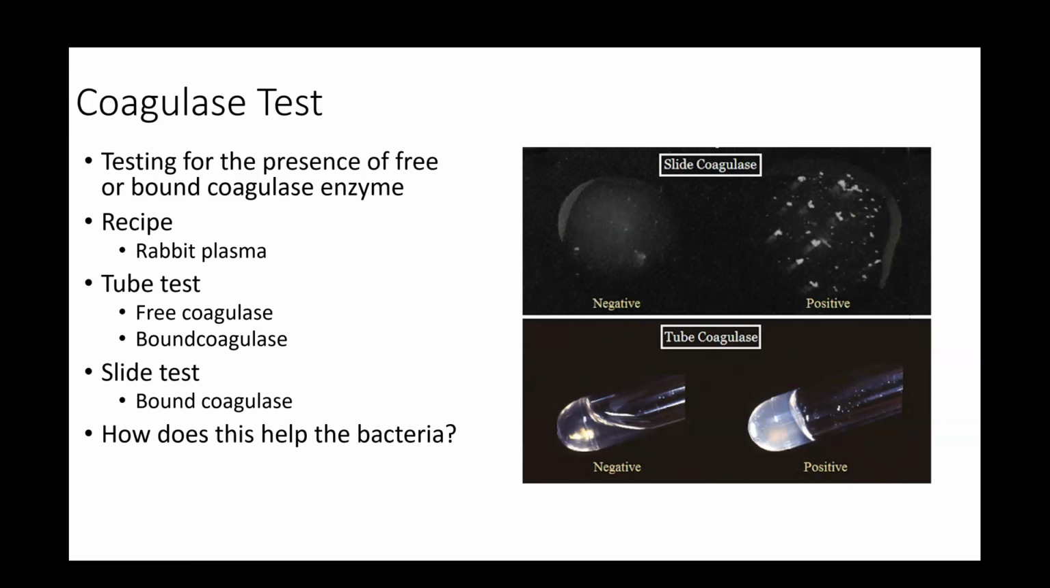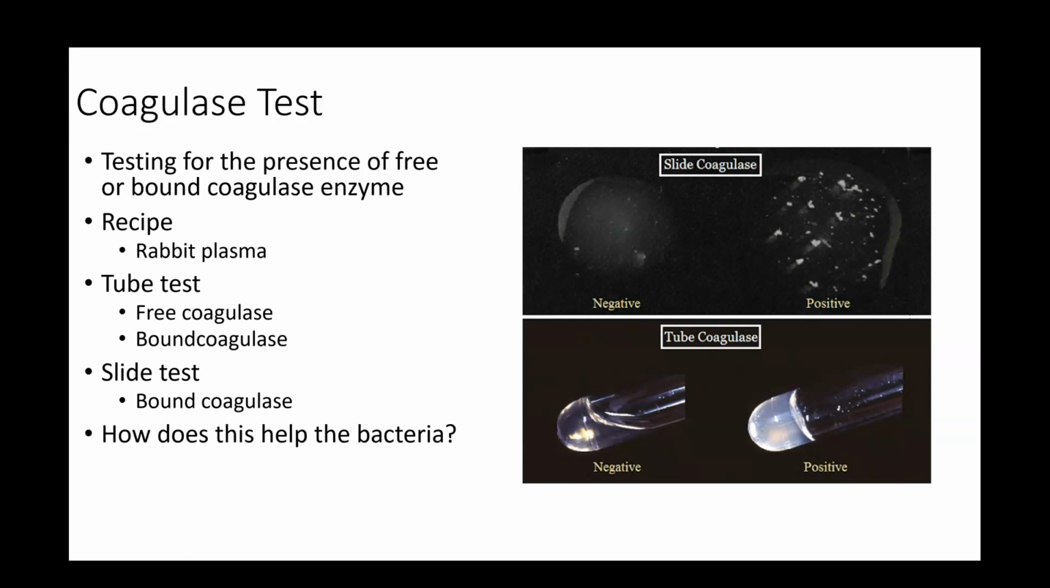It can be free. It's a protein that is secreted into the external environment of the bacteria, whereas the bound form is actually stuck to the outside. It's the same enzyme. Just one is free floating in the media or environment surrounding the bacteria, whereas the other is stuck to the surface of the bacteria.